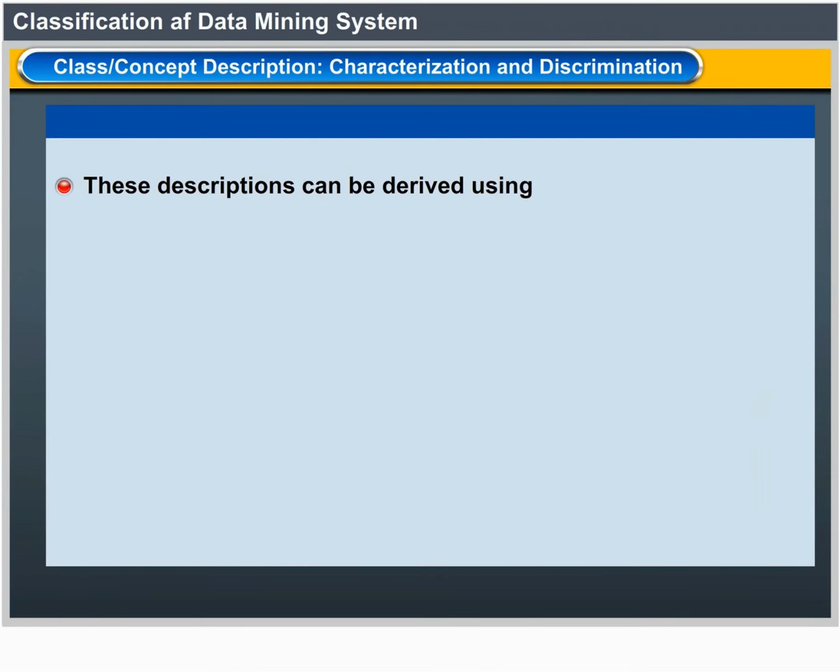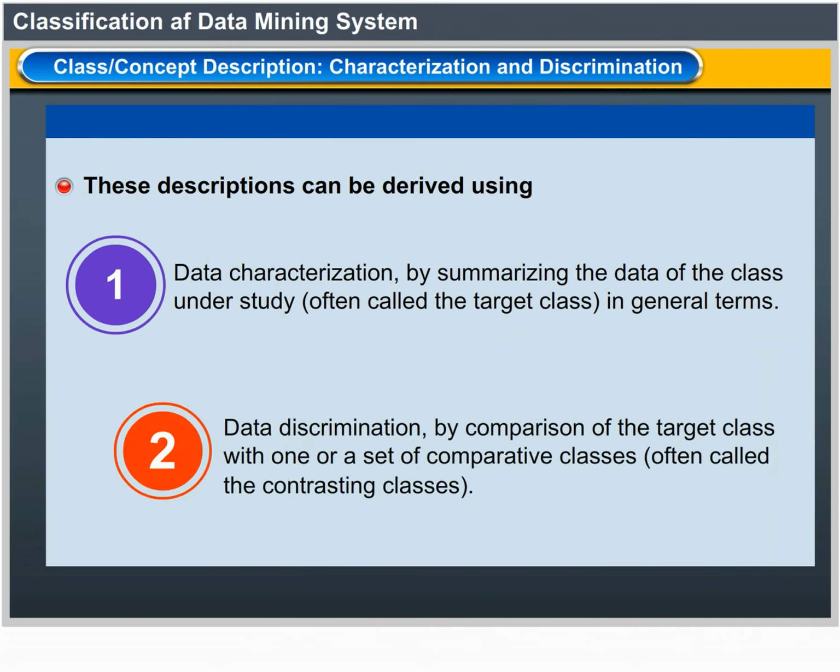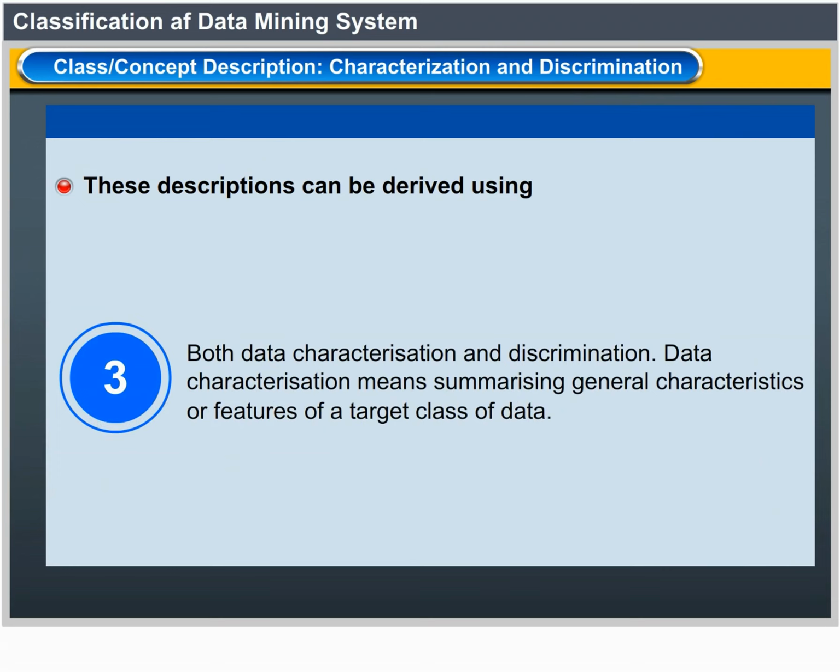These descriptions can be derived using data characterization, by summarizing the data of the class under study, often called the target class, in general terms, or data discrimination, by comparison of the target class with one or a set of comparative classes, often called the contrasting classes, or both data characterization and discrimination.